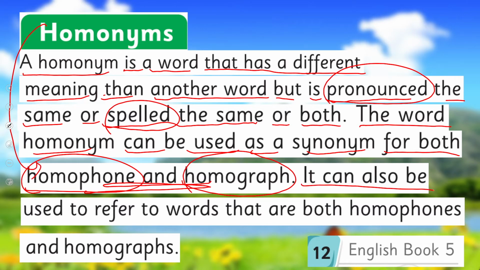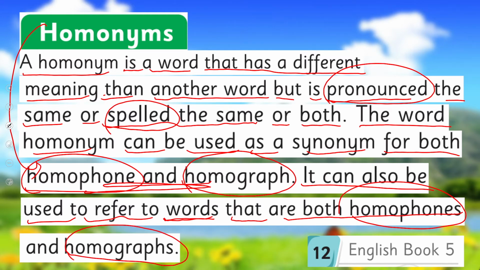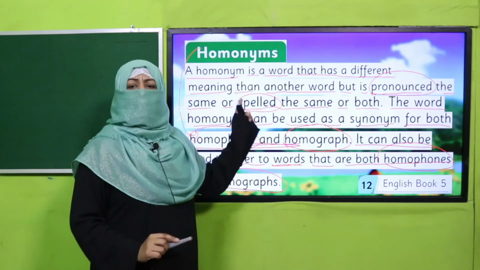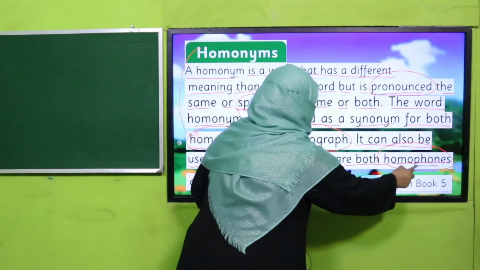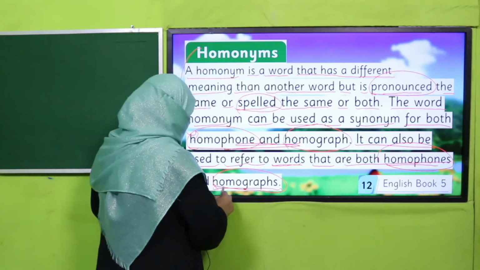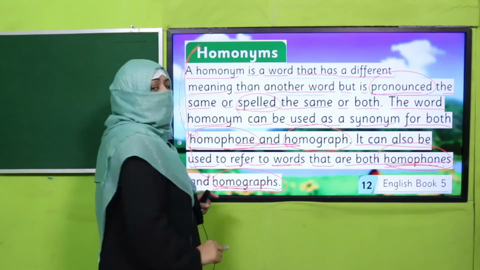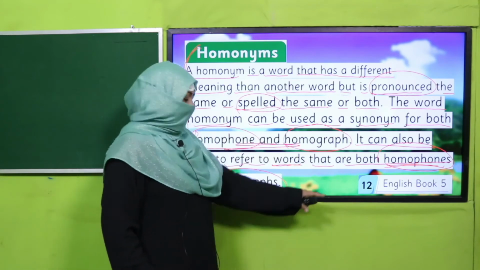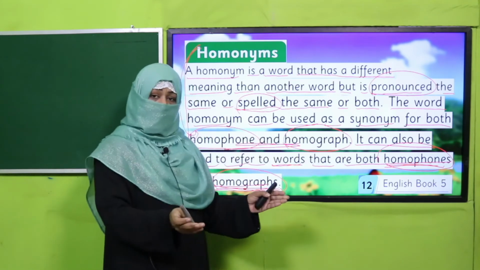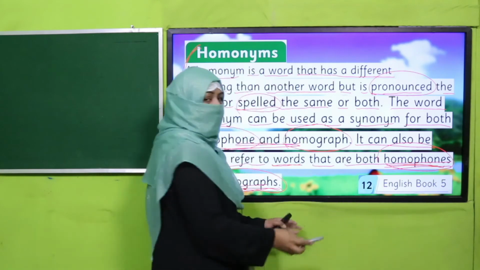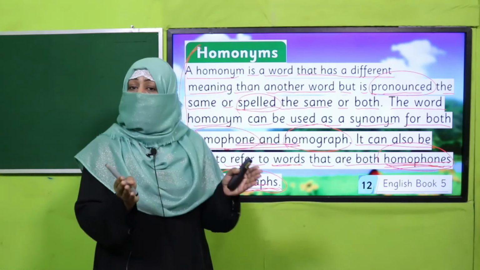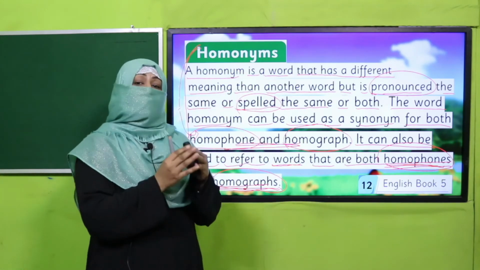It can also be used to refer to words that are both homophones and homographs. Right? I just explained it to you, like homophones and homonyms. Homographs and homophones are basically the two parts of homonyms. Homographs are the words which have the same spelling, and homophones are the words which have different spelling. But in both cases, their meaning will be different and they will be used in different ways.